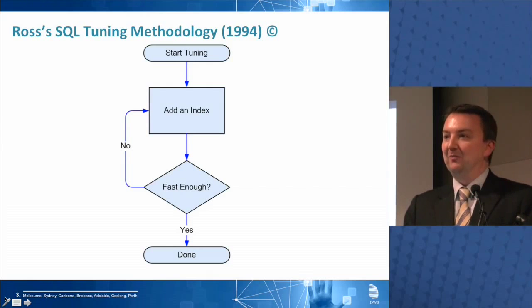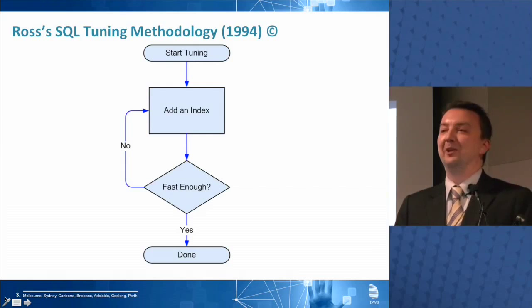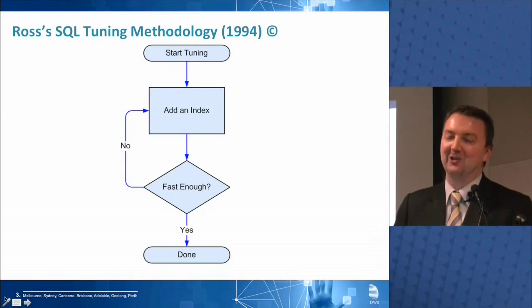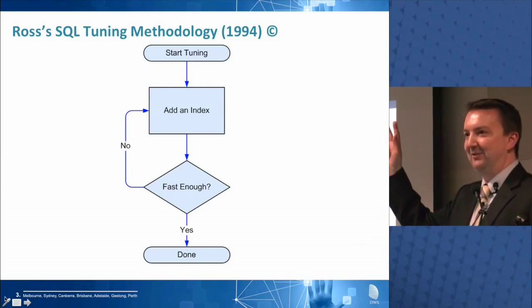So if something's going slow, try creating an index. And if that fixes it, you're done. If it doesn't fix it, try creating another one. Does this sound familiar at least? You don't have to admit that it's familiar to you yourself, your own tuning methodology, but have you seen others employ this methodology? Yeah, a few of you.